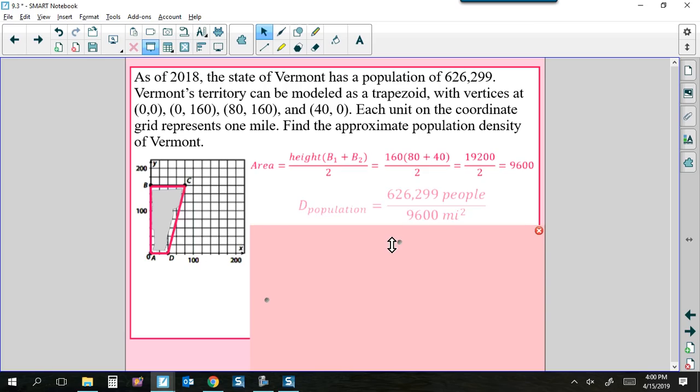So now we just do our population density. The population divided by the area works out to be, on average, about 65 people per square mile.